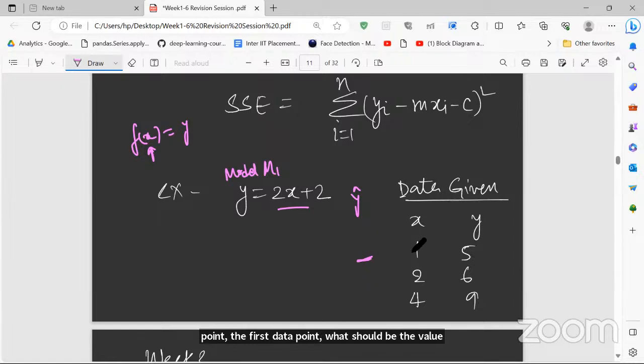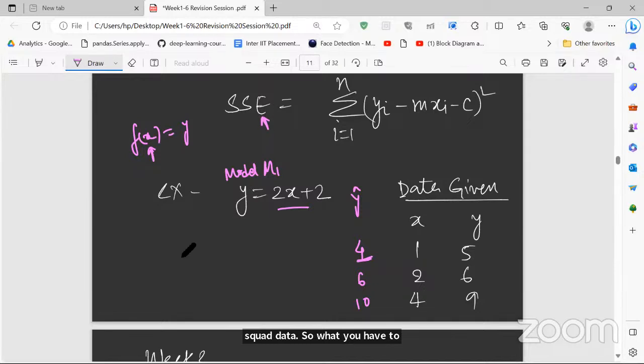4. Yeah, if you put 1 here, it will be 4. If you put 2 here, 6. If you put 4 here, 10 you will get. How will you calculate the error? Because you are asking for sum of squared error, first you have to calculate the error. So we have calculated the error.